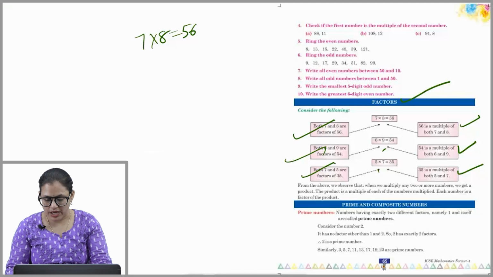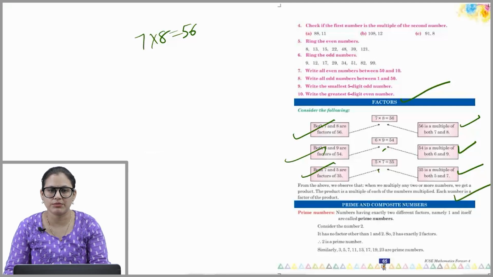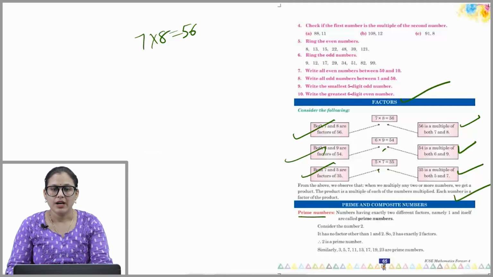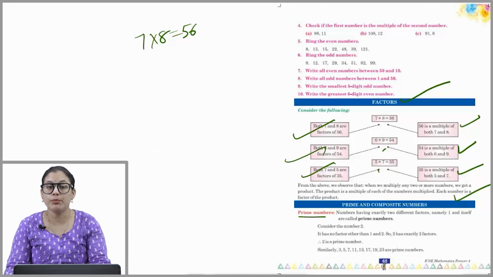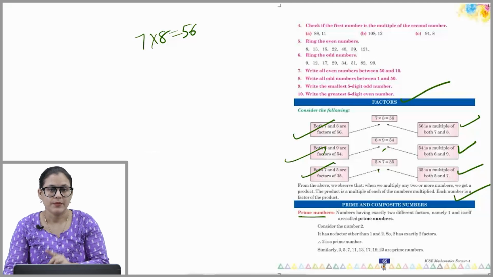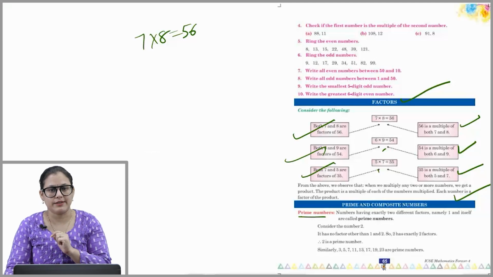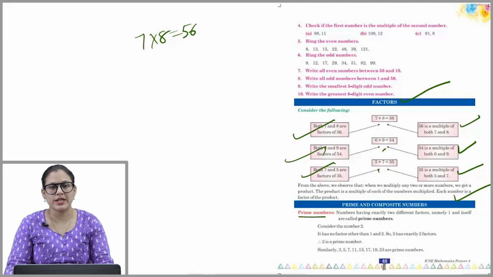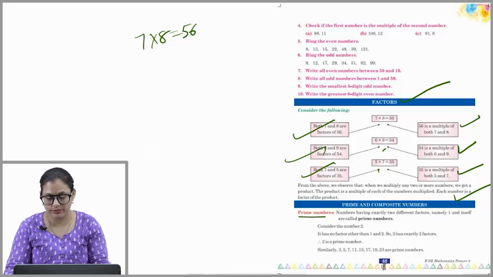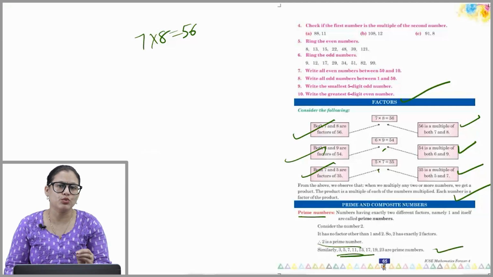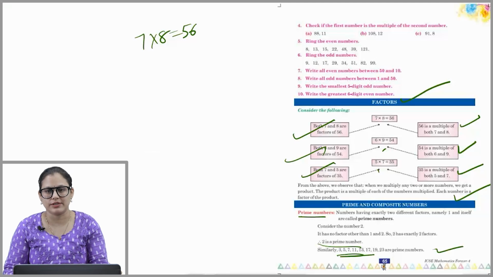Prime and composite numbers. Prime numbers. Numbers having exactly 2 different factors, namely 1 and itself, are called prime numbers. Always remember that a prime number has only 2 factors, 1 and the number itself. Consider the number 2. It has no factor other than 1 and 2. So 2 has exactly 2 factors. Therefore, 2 is a prime number. Similarly, these numbers are also prime numbers since these numbers have only 2 factors, that is 1 and the number itself.